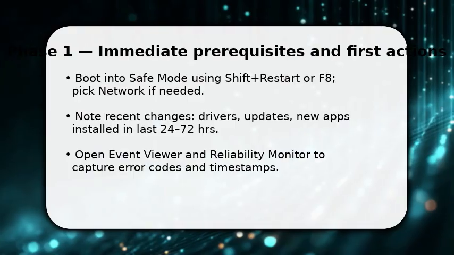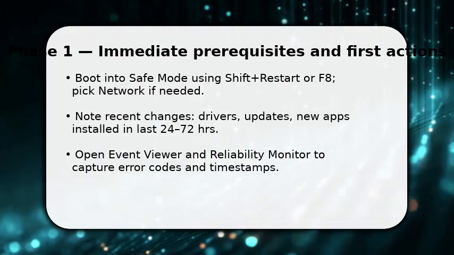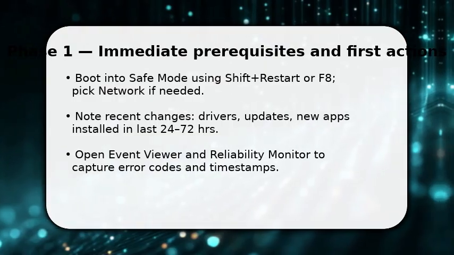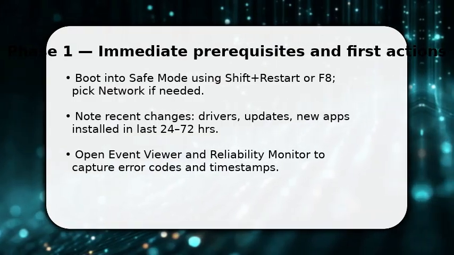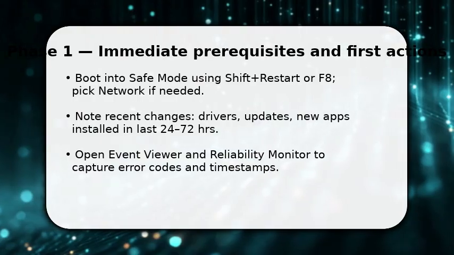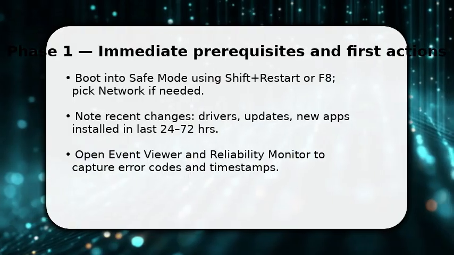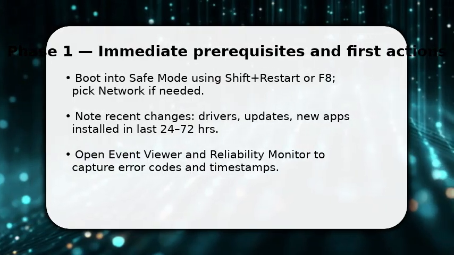You've already entered safe mode, now act. First, recreate the failure window by checking Reliability Monitor and Event Viewer. This gives error codes and timestamps. Once done, list recent driver installs, Windows updates, and apps from the past 24 to 72 hours. Those are the usual culprits.